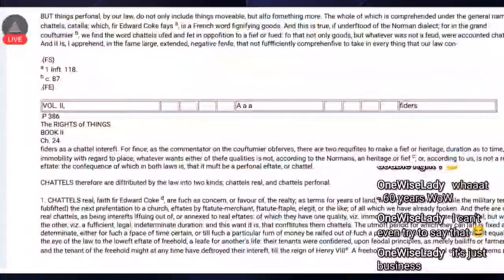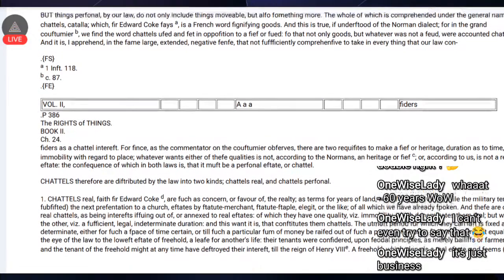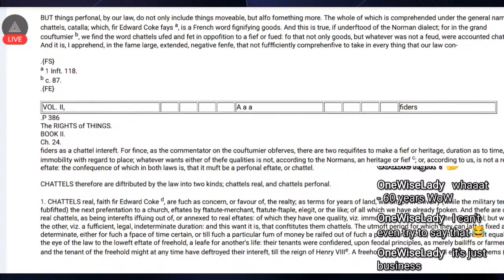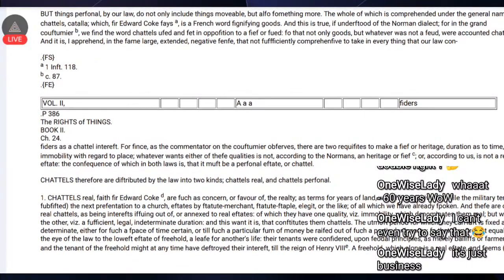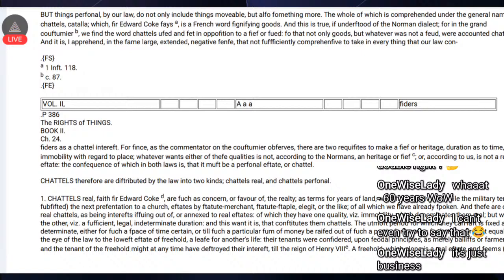But things personal, by our law, do not only include things movable, but also something more, the whole of which is comprehended under the general name of chattels, catalla, which Sir Edward Coke says is a French word signifying goods. And this is true if understood of the Norman dialect, for in the Grand Coutumier we find the word chattels used and set in opposition to a fief or feud, so that not only goods, but whatever was not a feud, were accounted chattels.